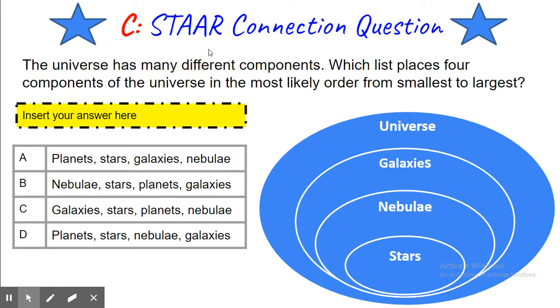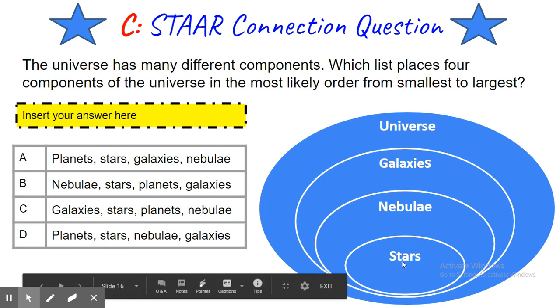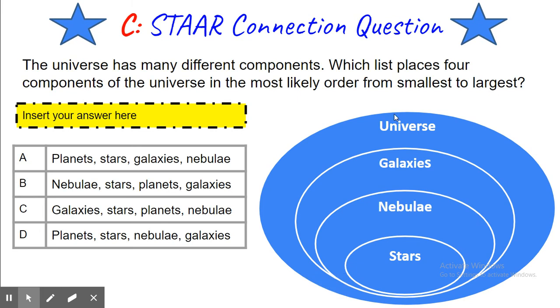Connection. Star connection questions. The universe has many different components. Which list places 4 components of the universe in the most likely order from smallest to largest? So here is a diagram showing you stars, nebula, galaxy, universe. Stars are the smallest in comparison to a nebula, galaxy, or universe, universe being the largest. So here we have a planet smaller than a star smaller than a galaxy, than a nebula.